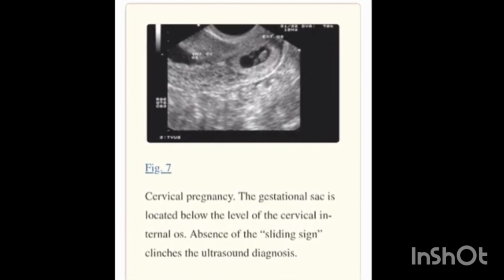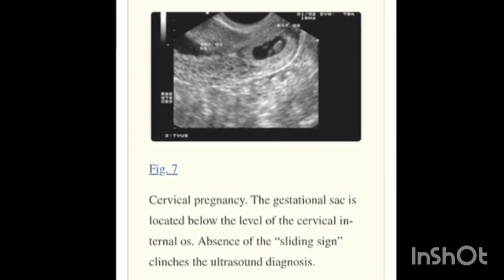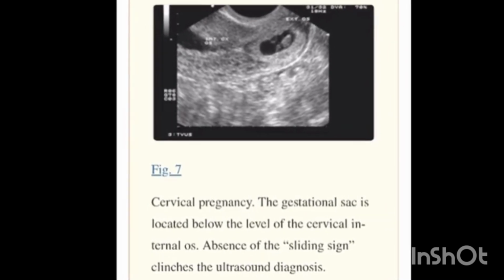2. Cervical pregnancy. Cervical pregnancy is rare, with an incidence of 1 in 8,600 to 12,400 pregnancies.